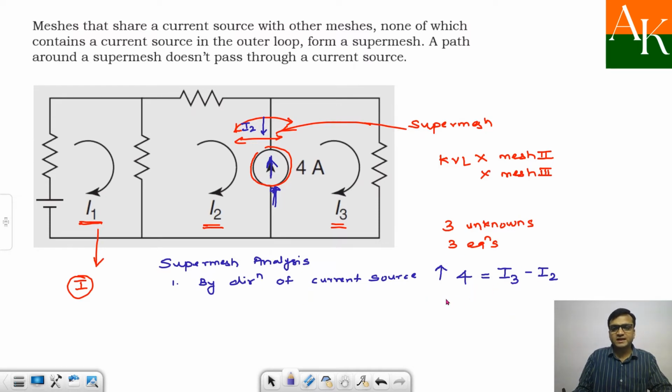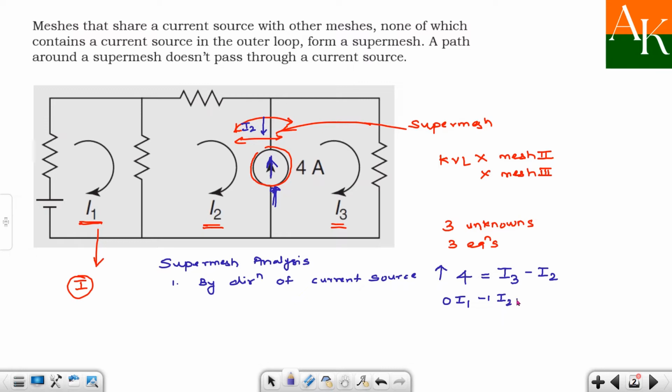So this is the first equation from supermesh analysis. If I write this in a nice format, it does not contain any I1, so I am writing 0 I1 minus 1 I2, then the coefficient of I3 is 1, so 1 I3 is equal to 4. So I will get this equation. Now how to obtain another equation? As you know there are three unknowns I1, I2, I3, and you require three equations. One equation we get by applying KVL in this mesh where there is no question of supermesh at all. Then two more equations we want from supermesh analysis. Always remember, supermesh analysis will give you two equations, first by looking at the direction of the current source.